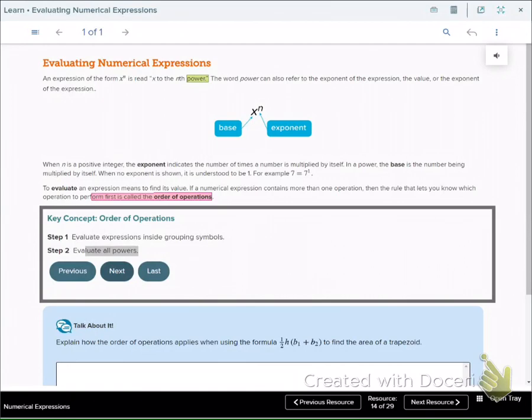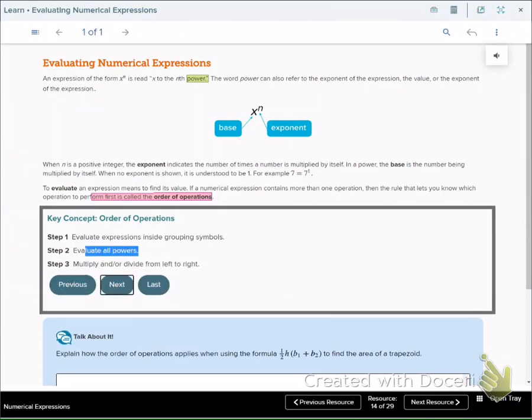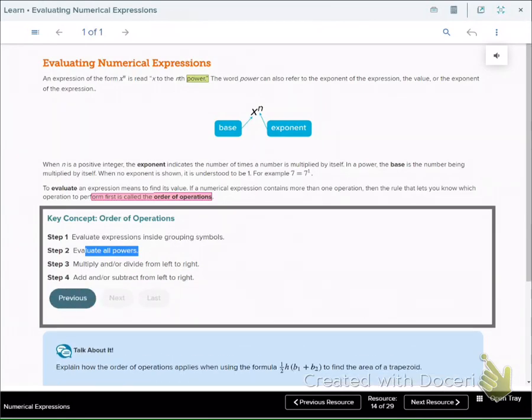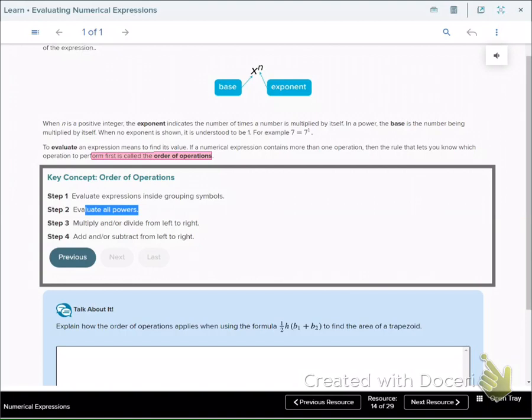Step 3 is to multiply and or divide, whichever comes first. If multiplication comes first in the problem, reading it from left to right, we multiply first. If division comes first, then of course we would divide first. Then you know next is to add or subtract. So as before, we've talked about this. Please excuse my dear Aunt Sally. Parentheses, exponents, multiply, divide, add, subtract. It's the same thing. This is just going a little bit more in depth on the explanation.